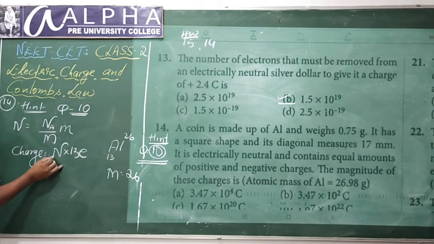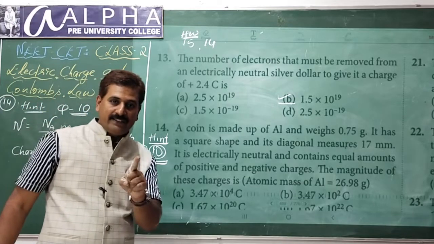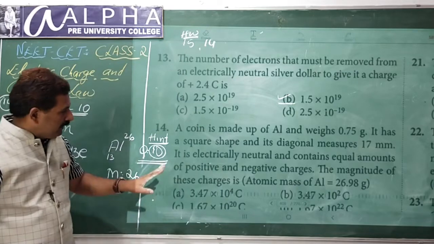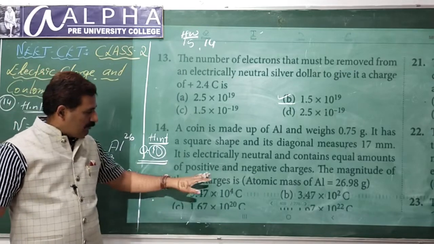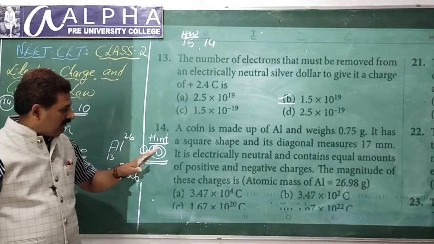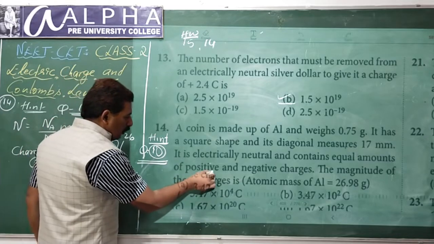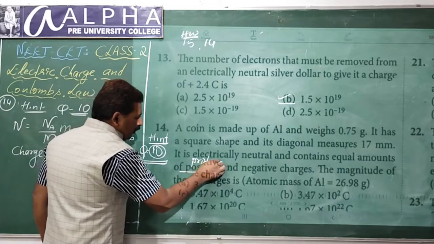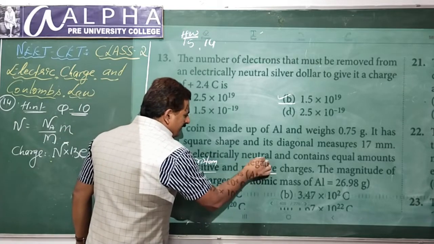Therefore, number of atoms multiplied by 13E. Why 13E? Because each atom has got 13 protons or 13 electrons. Need to find total charge of protons or total charge of electrons. Total charge of positive means protons. Total charge of negative means electrons.